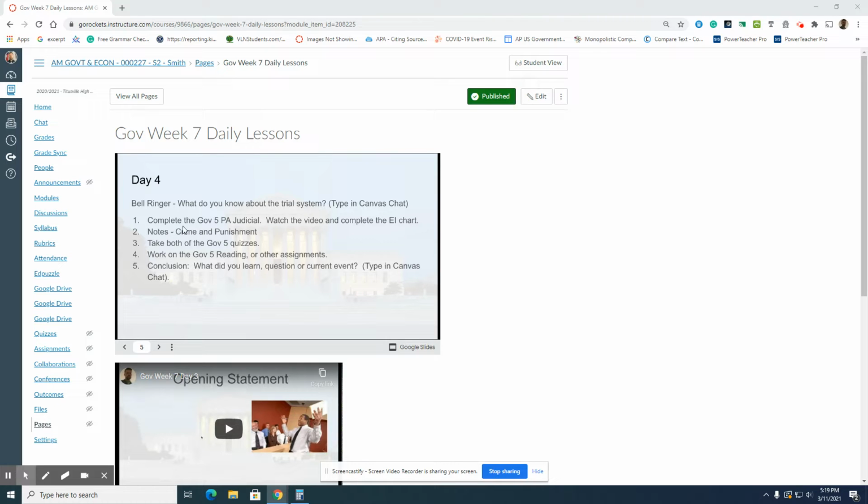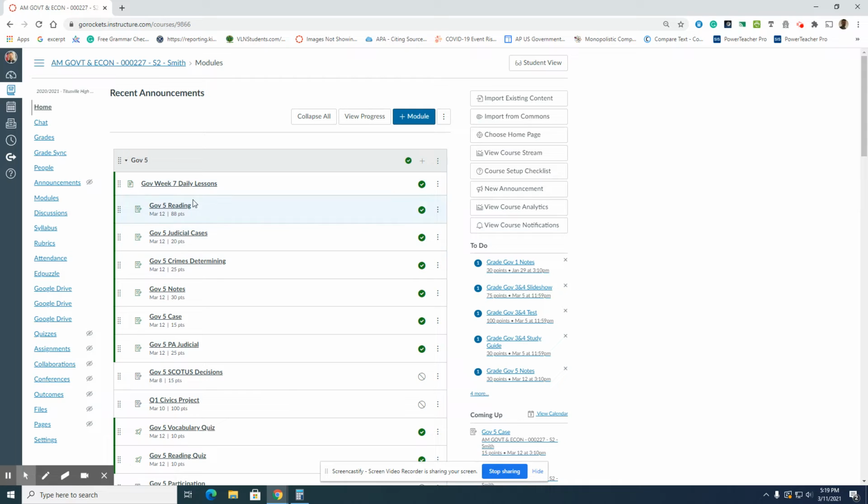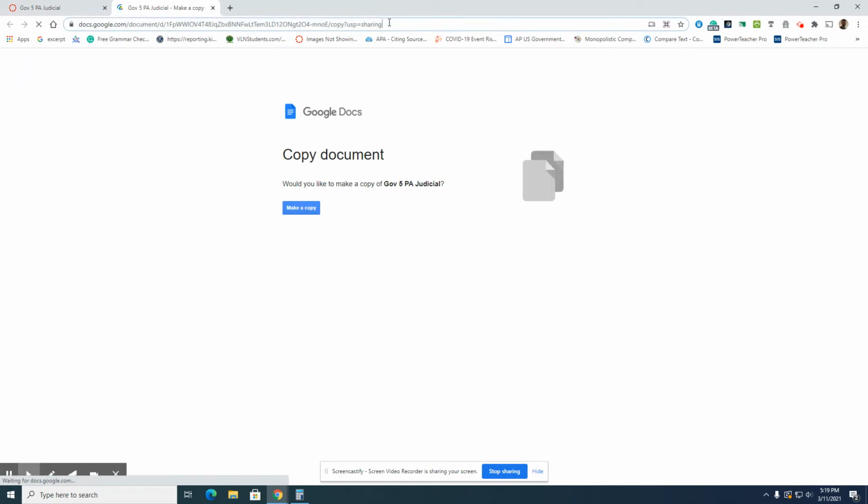The first thing that we'll do today is complete the Government 5 PA judicial activity, which is, go to the modules here. 1, 2, 3, 4, 5, 6, 7 down. If you click on that, you can see there's an EI chart. If you click on that, it should offer to open you up a copy. And it looks something like this.